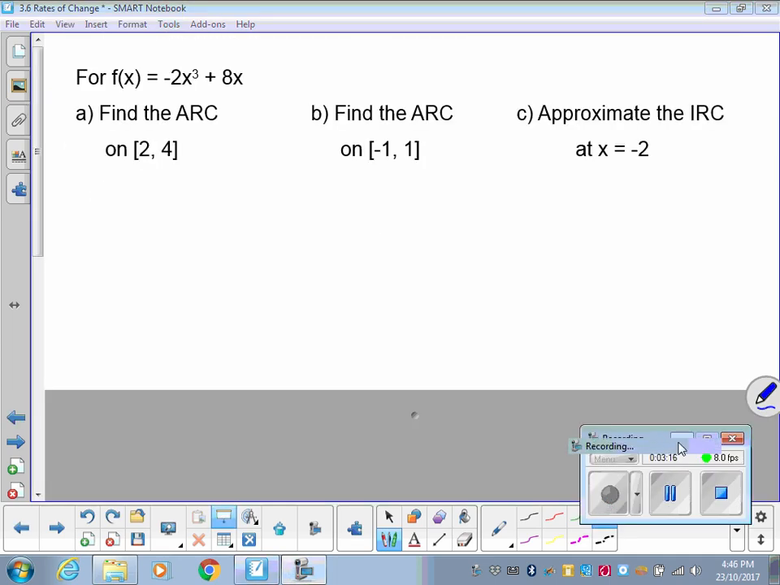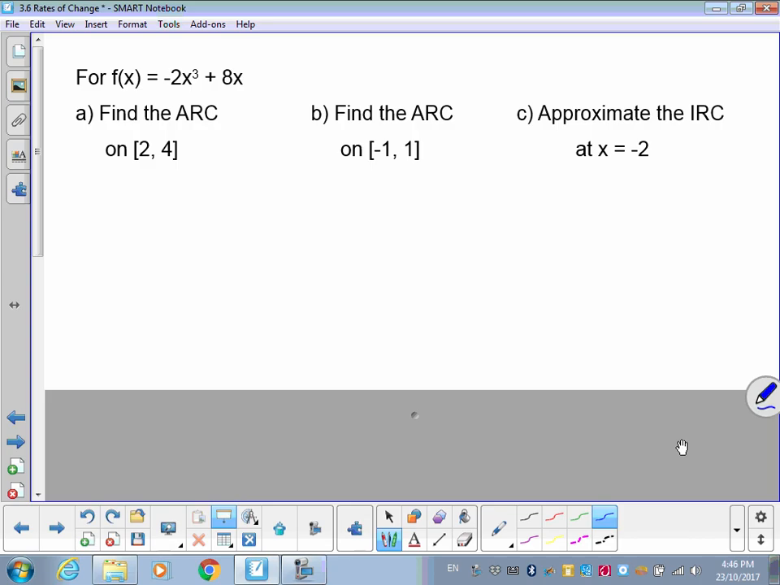All right, let's take a look at using those formulas then on this cubic function, negative 2x cubed plus 8x. And first of all, finding the average rate of change on a closed interval, then another average rate of change, and then an approximate instantaneous rate of change. Again, if you're feeling confident, press pause, do the calculations on your own, then come back and look at what I've done. But if it's been a while and you didn't really enjoy this in the first unit, just listen in as I work through it.